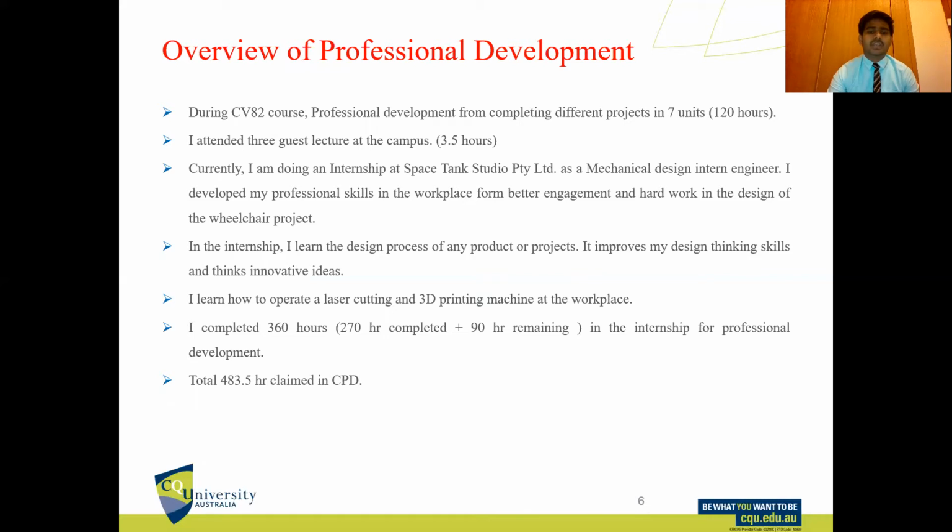Currently, I am doing an internship at Space Tank Studio as a mechanical design engineer, and I learn the design process of any product, and also I improve my design thinking skill and innovative ideas. I learn how to operate laser cutting and 3D printing machines at my internship. I completed 360 hours in the internship for professional development. I claim a total of 483 hours in CPD.